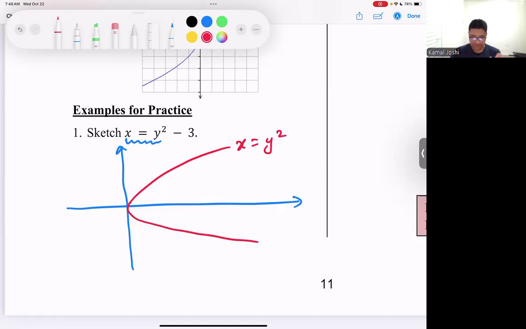Okay, x equals y square minus 3. So I have x equals y square, and then I have to do -3. -3 on what? The output. So ultimately the x becomes less by 3. So now this action is in the horizontal axis, not the vertical. This graph that I have drawn here is x equals y square. I'm now doing -3 on what? On x. So I'm going to move it 3 units to the left.